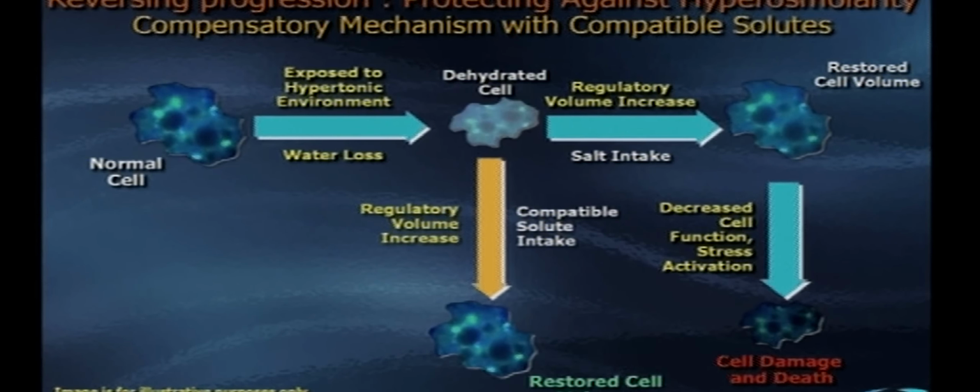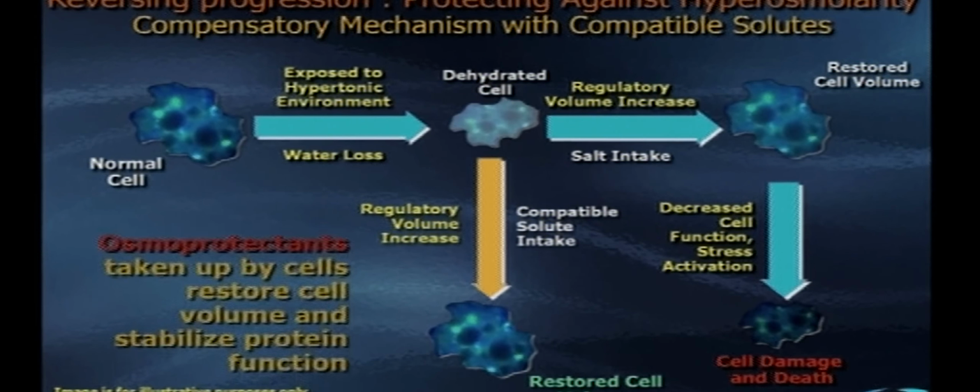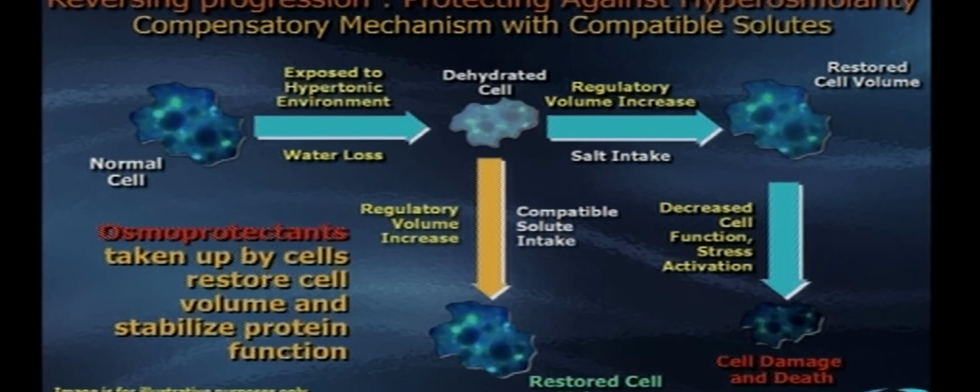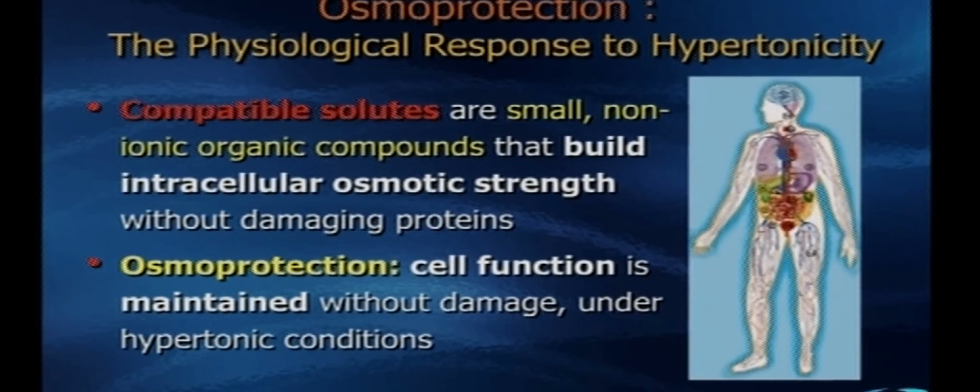And compatible solutes are essentially molecules which will bring in osmolar power without interfering with cell function. So they are essentially substances which do not involve themselves in the cell metabolism, and these are called osmoprotectants. And these are found in many tissues inside the body, especially the heart and the kidneys, where there's a lot of hyperosmolar stress. But unfortunately, the ocular surface does not have the capacity to synthesize compatible solutes.